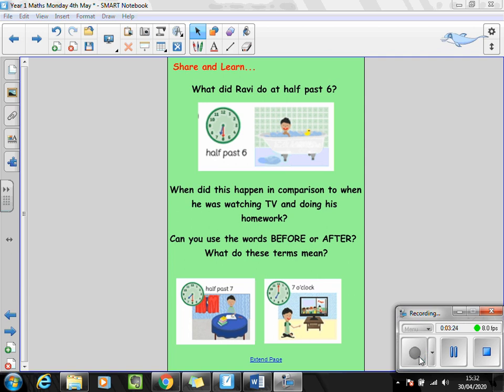If Ravi had a bath at 6:30, we can see that he did his homework at 7:30, and we can see he watched the television at 7 o'clock. So after he had a bath at 6:30, he watched television at 7 o'clock. And after he watched television, he did his homework at 7:30. I know this because 7:30 is a later time than 7 o'clock. It's 30 minutes later.